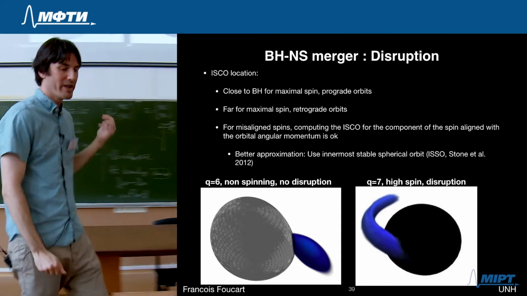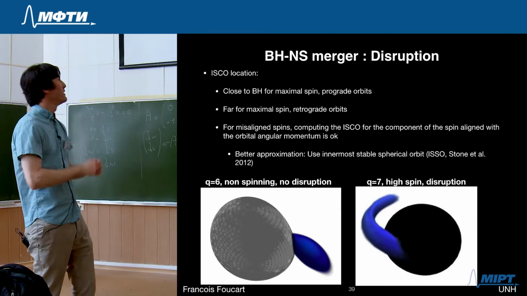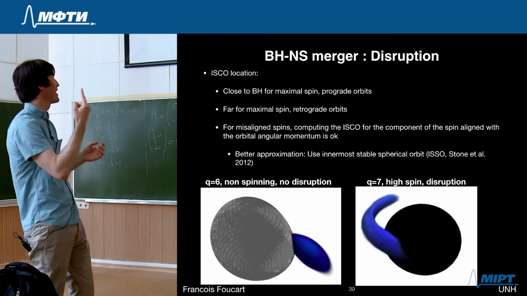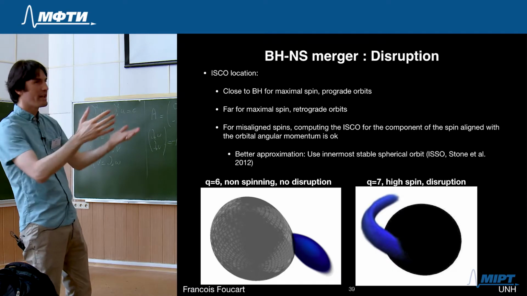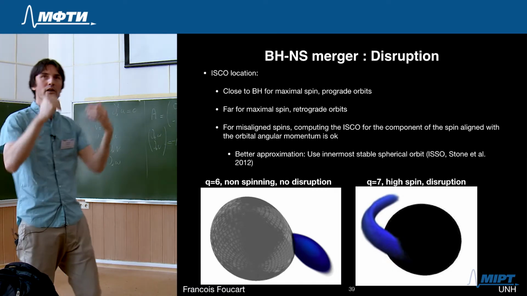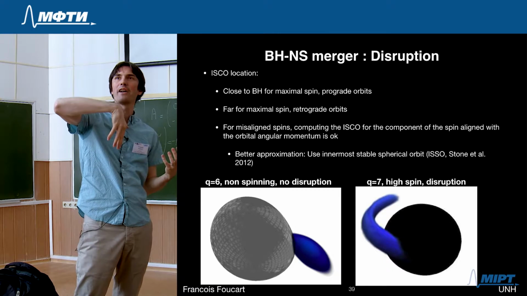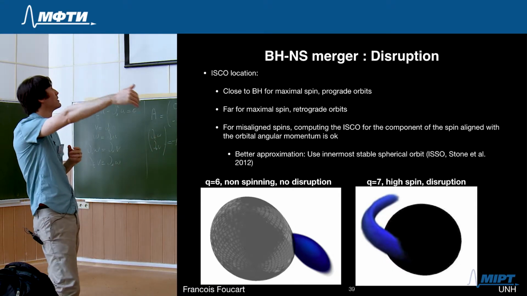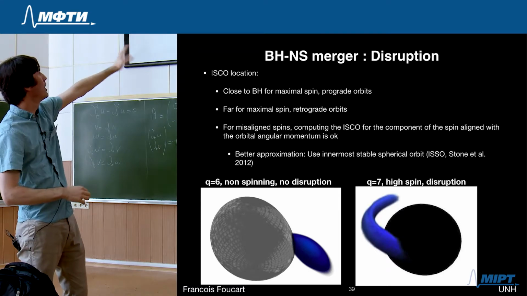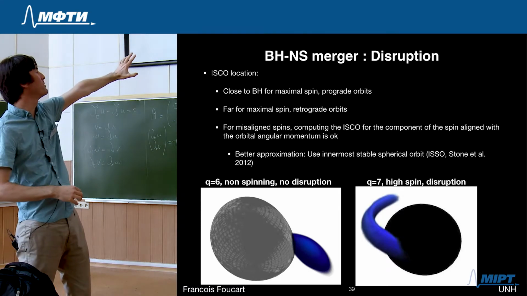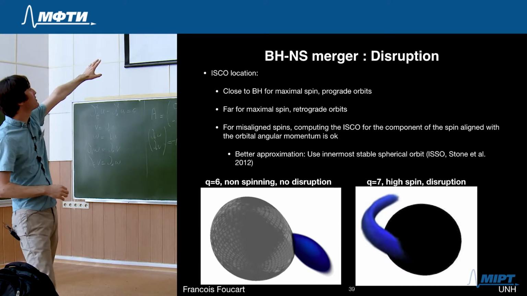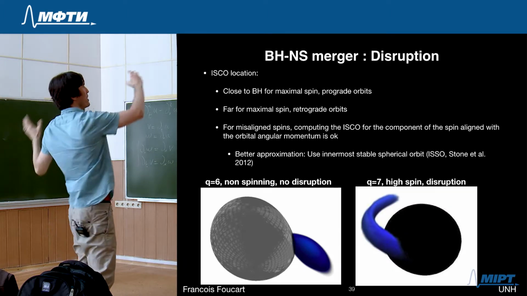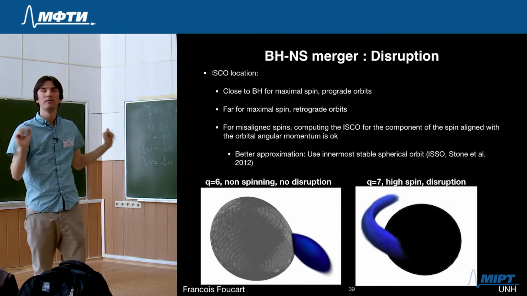Right? And so the dependence on the spin of the black hole, again, if you have a high spin and in the same direction as the orbital angular momentum, it helps disruption. And if you have a low spin, or even worse, an anti-aligned spin, then it makes disruption harder for you, because the ISCO is farther out. And that is shown, for example, in these two visualizations of black hole neutron star mergers from simulations. The left is the mass ratio 6 system with a non-spinning black hole, and the neutron star is just going to plunge into the black hole, leaving nothing behind.